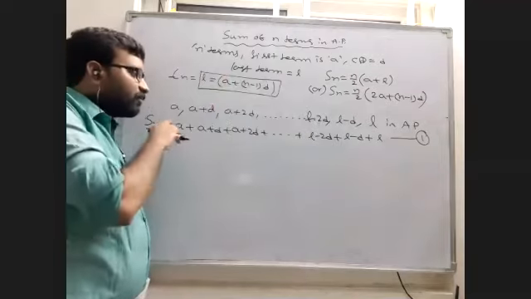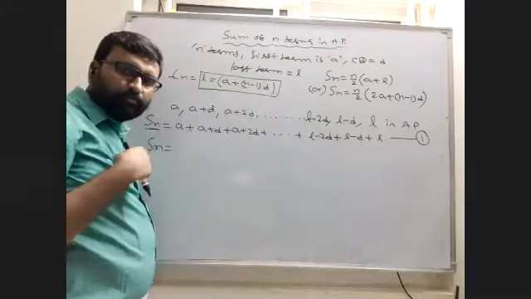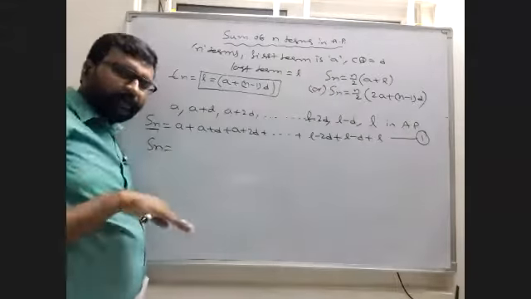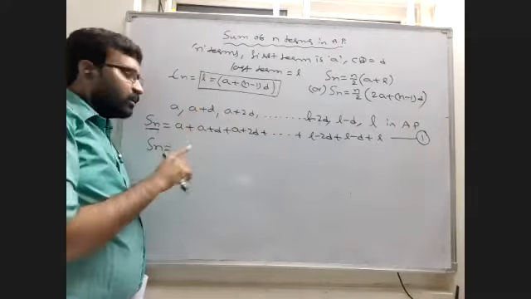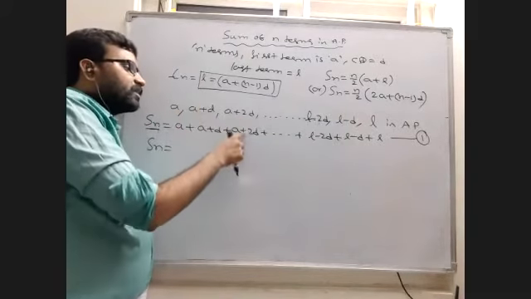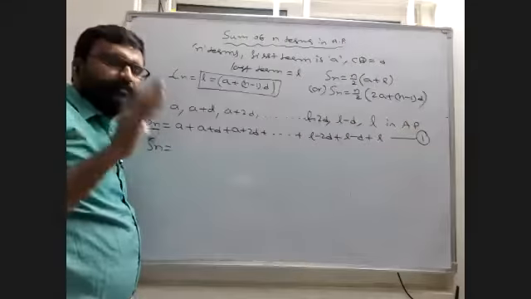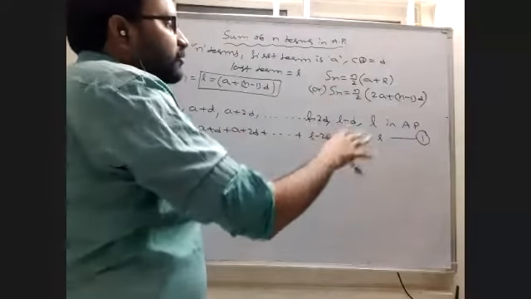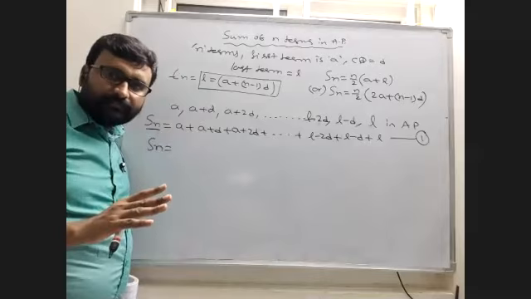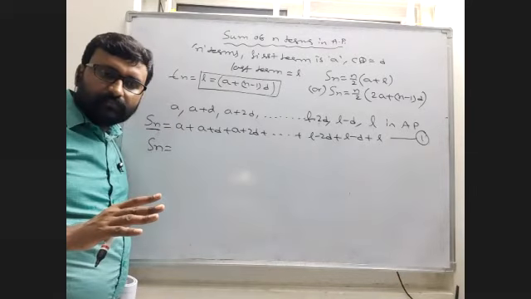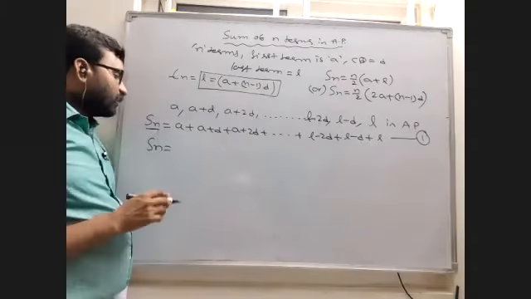Now we have to find what? The sum of this series. The sum of these values, we have to prove this one. So I am taking the name Sn to be the sum of all these terms: A plus A plus D plus A plus 2D plus so on. This plus this plus this, all I am adding. We have to prove the total addition should be equal to this. That's why I made the addition, understand? Understood, sir.